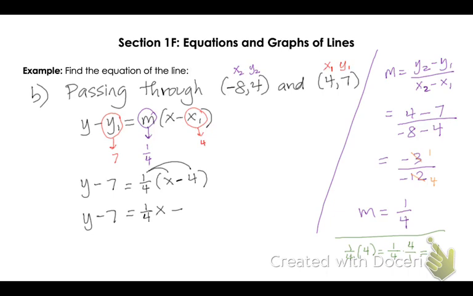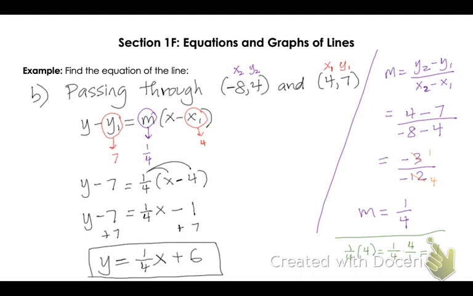Okay, so when I distribute 1/4 times 4, or -4, I get -1. And then I'm just going to add my 7. So y equals 1/4 x, -1 plus 7 is 6. Getting 6 y-intercepts all over the place. All right, so this line is y equals 1/4 x plus 6.